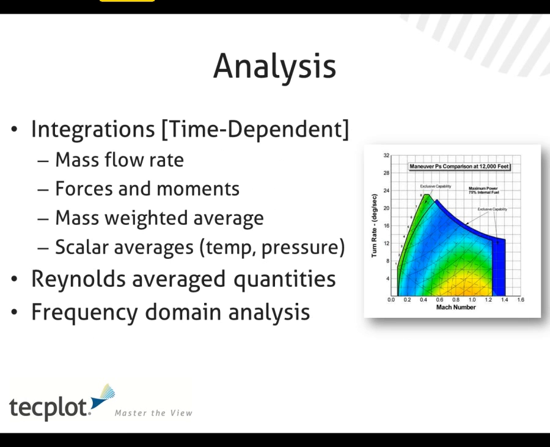So for typical things you might want to do in terms of analysis or integration: mass flow rate, we're going to talk more about this on the next slide; forces and moments, etc. Another thing you might want to do is actually look at Reynolds averaged quantities. This is in particular if you're doing turbulent flows. And so that's a different thing. Actually, what you're doing there is you're getting a mean and then some perturbation about the mean. And then finally, looking at the results in the frequency domain is important, especially for things like aeroacoustics.